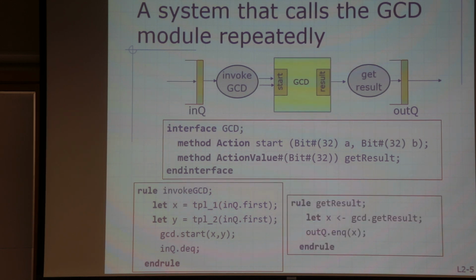All right, and get result, what does it do? So this is an action value method. So it returns something, GCD get result. It returns X over here, and you enqueue it in the output queue. Again, you can see the importance of atomicity here. Once you take it out, you must put it somewhere. Otherwise, it will get lost.